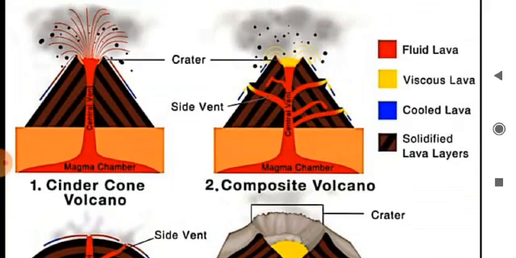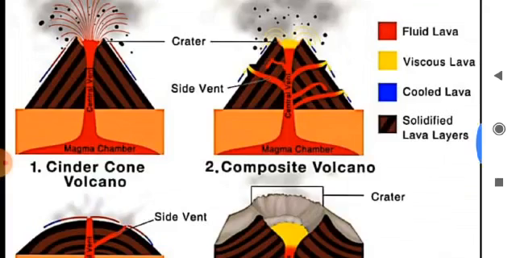Number 2, composite volcano. Composite cones are the highest of all volcanic cones. These are formed due to accumulation of different layers of various volcanic materials, and hence these are also called stratocones. In fact, these cones are formed due to deposition of alternate layers of lava and fragmental materials, wherein lava acts as cementing material for the compaction of fragmental materials.